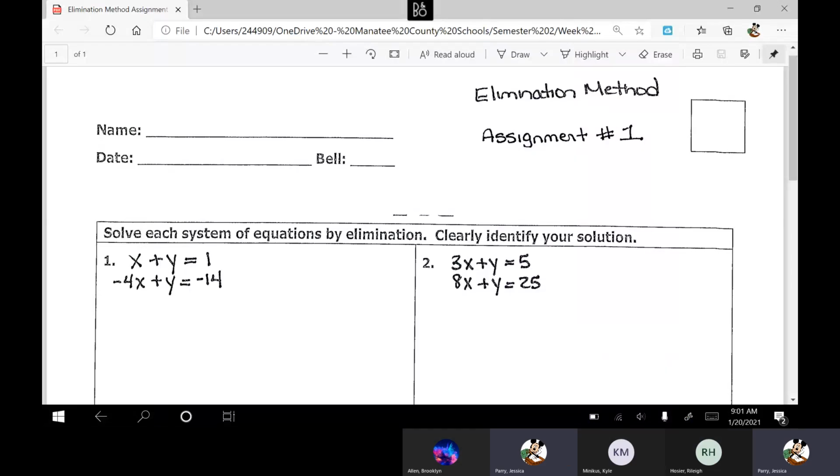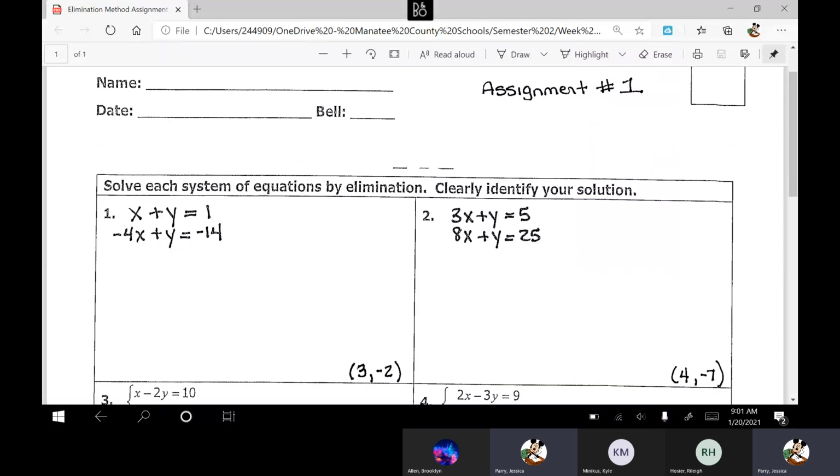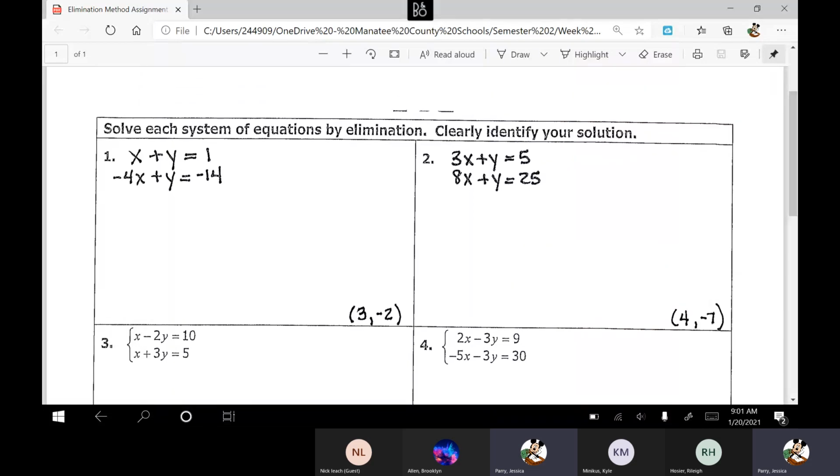This is our elimination method assignment number 1. There's a total of 8 questions on here. I'm going to go through and do, I think, like 3 of them with you guys, just to get you guys started with this assignment, but eventually you're going to have to do all of them. So if you already did them, just follow along with me, check your answers.